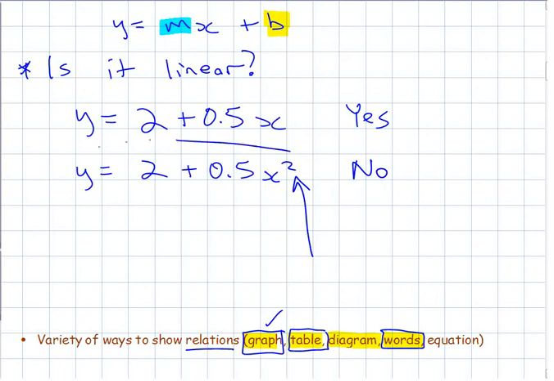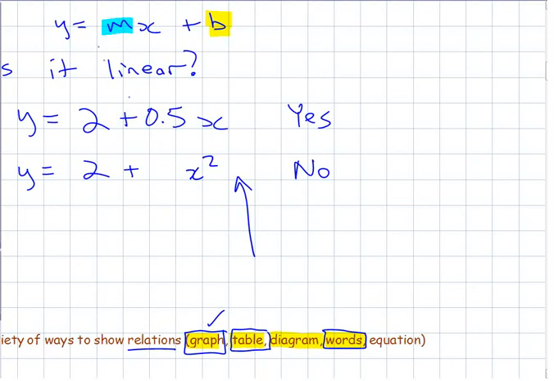If you want to convince yourself, we could graph that thing. We could even make it simpler and just get rid of the 0.5x squared. If you do 2 plus x squared, you're going to see that it's not linear. If you don't believe me, let's draw a graph of this really quickly. How can we create a graph of that thing?